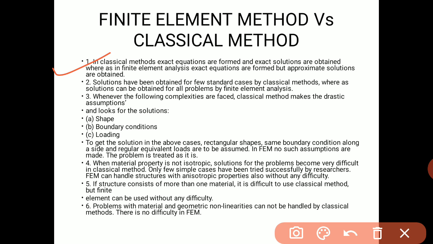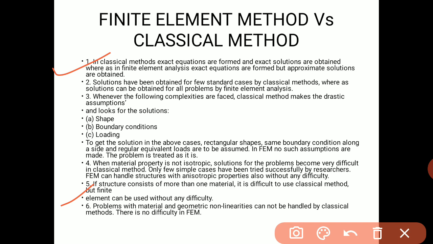What do you mean by isotropic? Isotropic means it has the same properties in all three directions. And if the structure consists of more than one material, it is difficult to use the classical method. But in finite element analysis we can handle complex problems with more than one material without any difficulty.